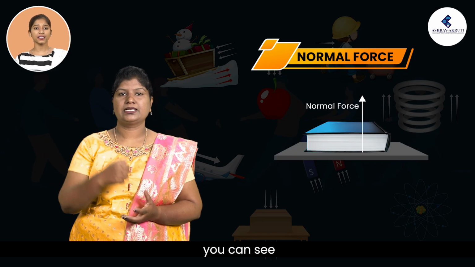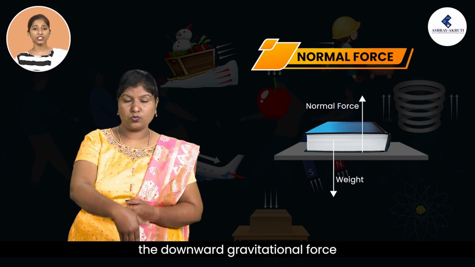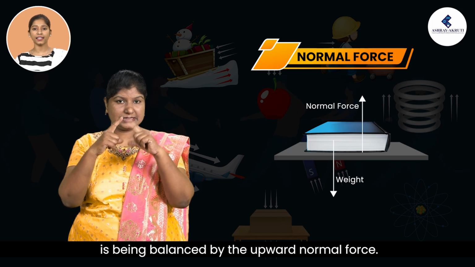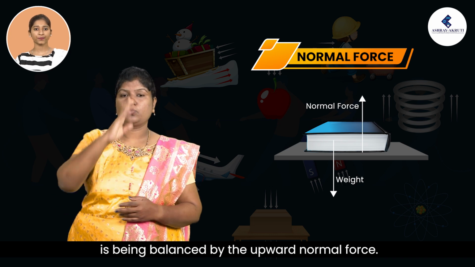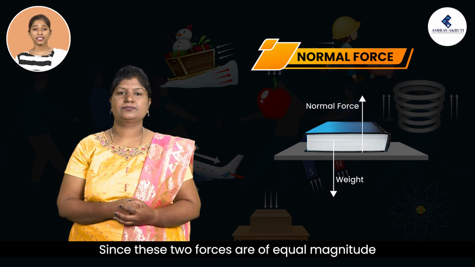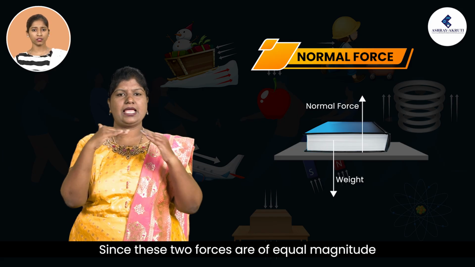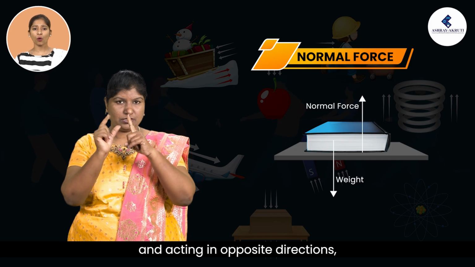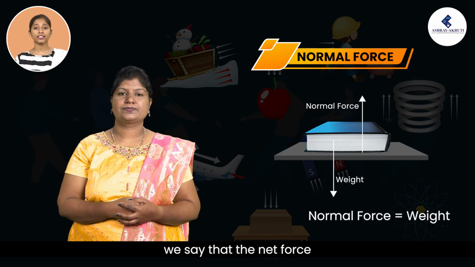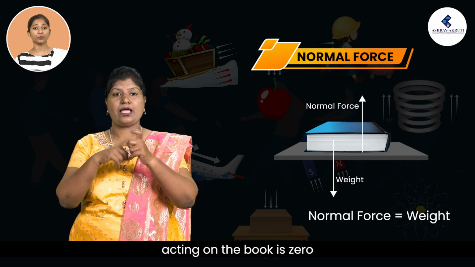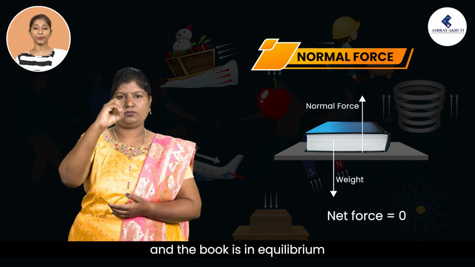Here you can see the downward gravitational force is being balanced by the upward normal force. Since these two forces are of equal magnitude and acting in opposite directions, we say that the net force acting on the book is zero and the book is in equilibrium.